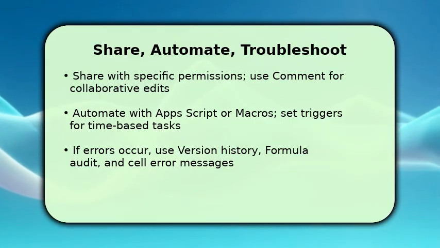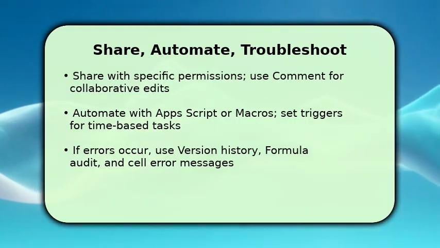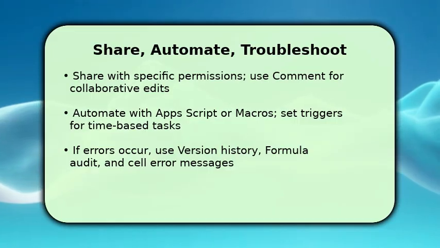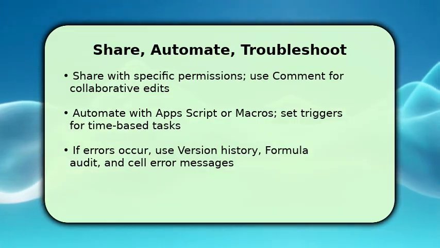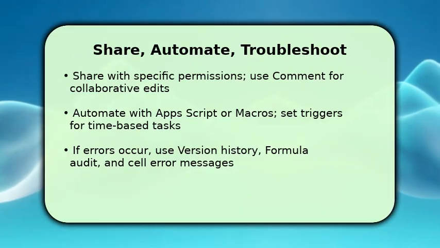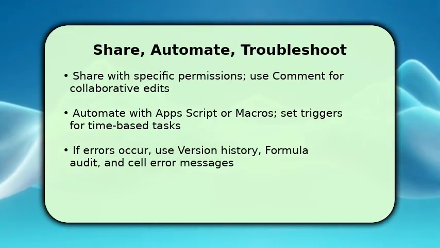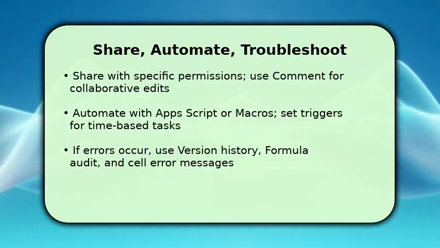If something breaks, open version history to restore, use formula auditing to trace dependencies, and inspect cell error messages for common fixes like #REF or #N/A. One tip: duplicate the sheet before big changes so you can revert instantly if needed.